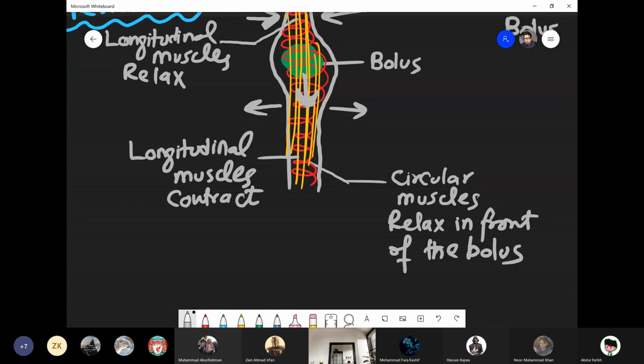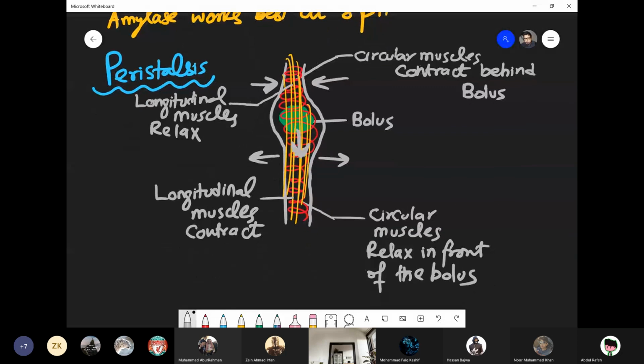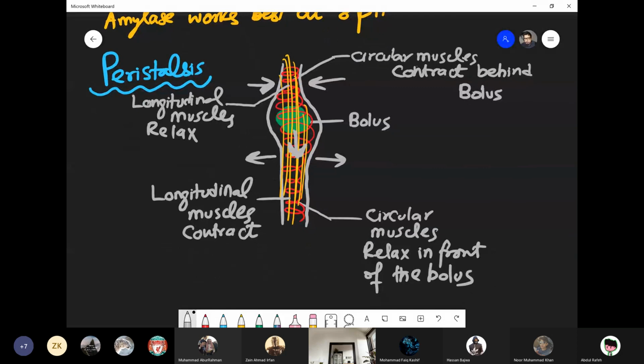Understand everyone? So this whole process is called peristalsis, and by this process of peristalsis, food moves along our whole digestive system. Not only in the esophagus, by the same method the food also moves down the other areas of our digestive system as well: in the stomach, in the small intestine, in the large intestine as well.